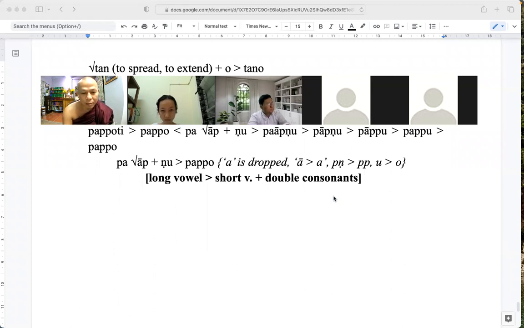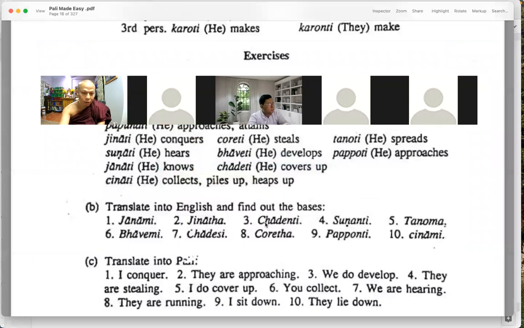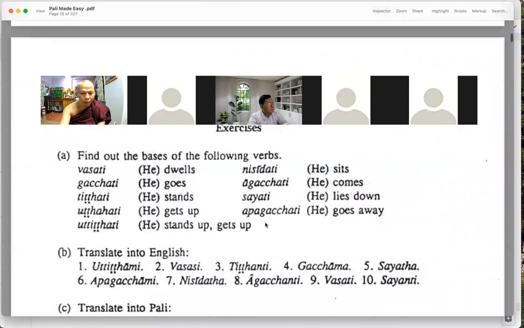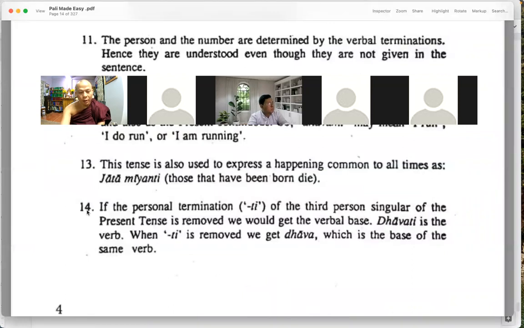You don't understand what the verb is. So an easy way to understand: you know, here the verb is body. In Pali it is easy. Also, at the end of lesson 1, here is a note, paragraph number 14. When D is removed, we get the dhava. Here, body: when D is removed, we get the ball, which is the base of the same verb. So that is a very easy way.